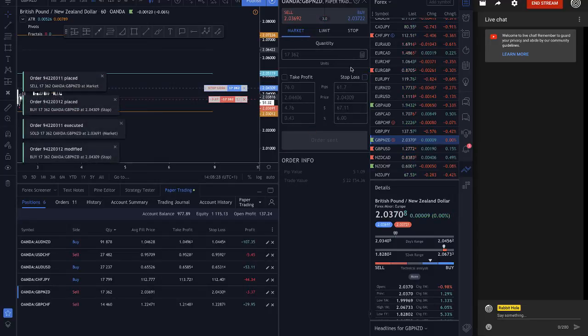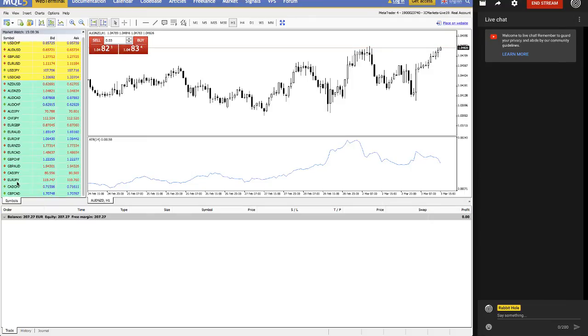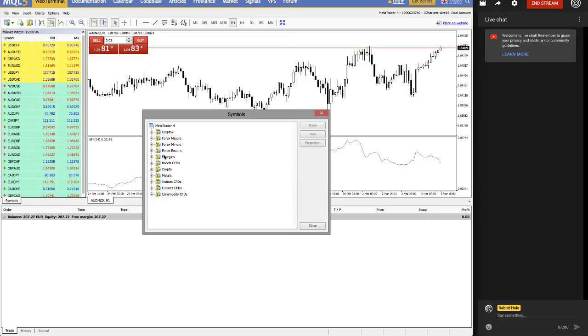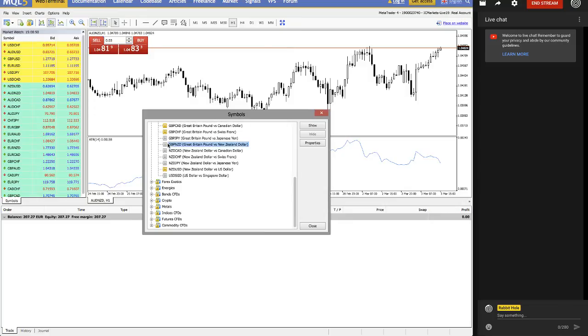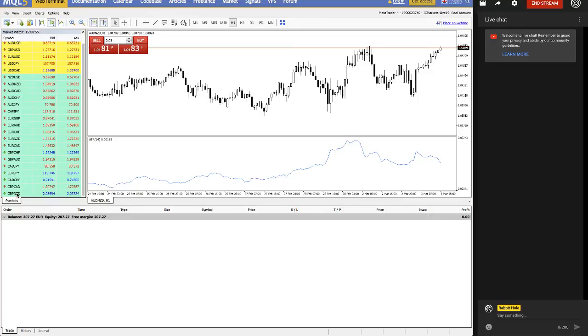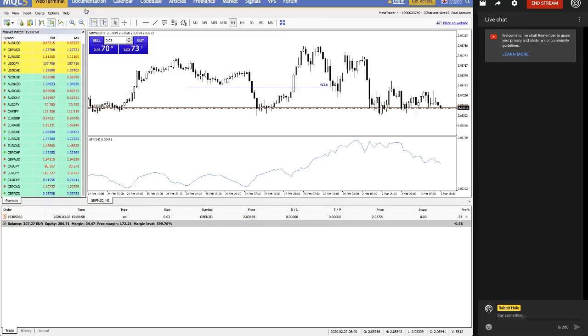And enter. And I'll be also entering it here. Pound New Zealand, where are you? You're not in my arsenal. Miners. Pound New Zealand. Come. Welcome. Okay.